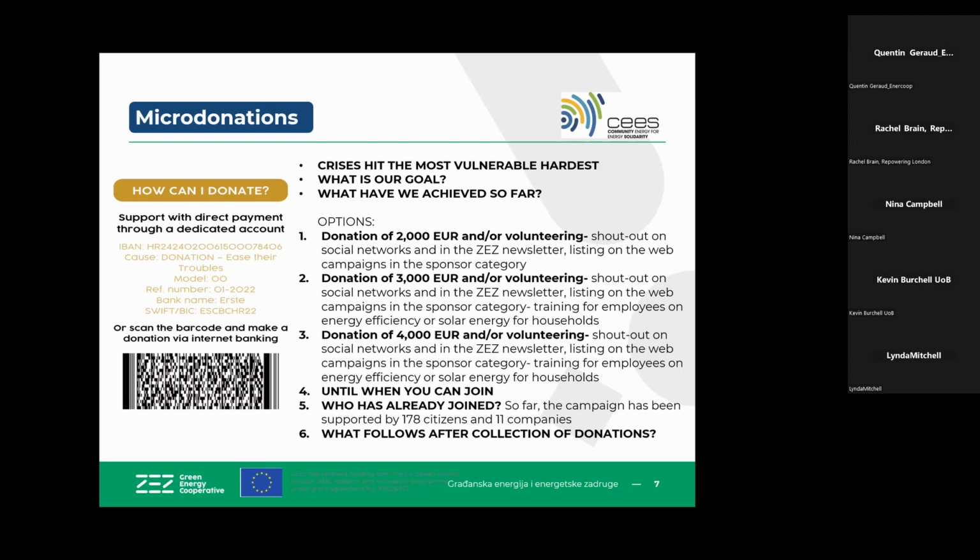What we thought was smart was to not make them think a lot about how much they will donate, but to offer them options, and at the same time tell them what we are going to do, where this will be visible, and in which way they can make it visible on their sites too, that they have enrolled in this donation campaign. Also information on until when they can join, who has joined so far, and what follows after the collection, where we talk about what the money will obviously be used for, and the next steps in alleviating energy poverty.